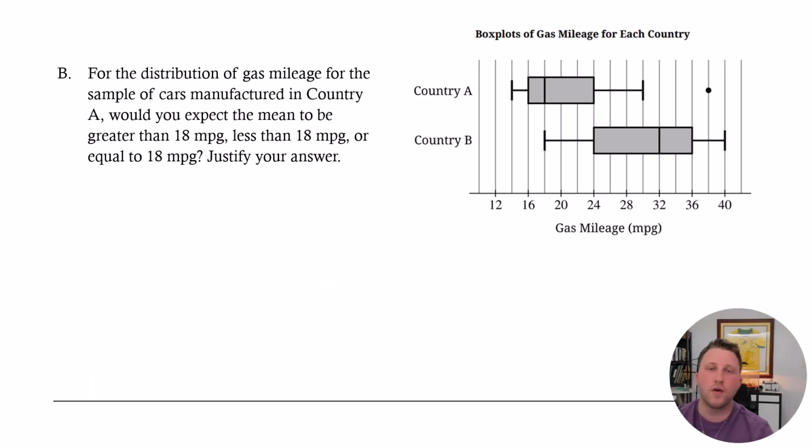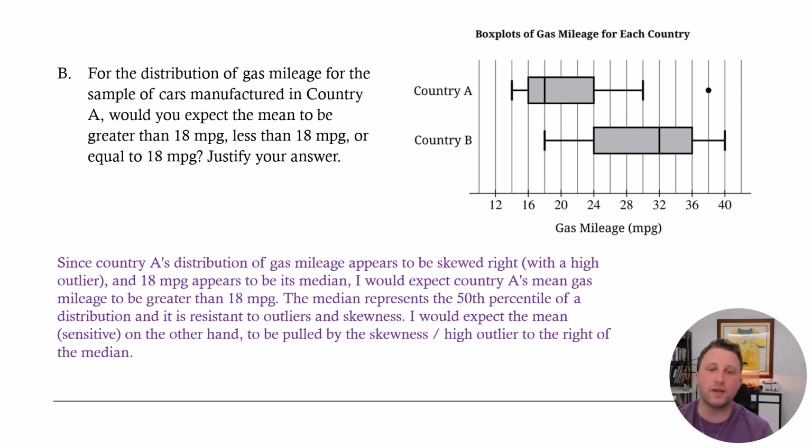Part B says, for the distribution of gas mileage for the sample of cars manufactured in country A, would you expect the mean to be greater than 18 miles per gallon, less than 18, or equal to 18? And it asks for a justification. And I said, since country A's distribution of gas mileage appears to be skewed right, with a high outlier, and 18 miles per gallon appears to be its median, I would expect country A's mean gas mileage to be greater than 18 miles per gallon.